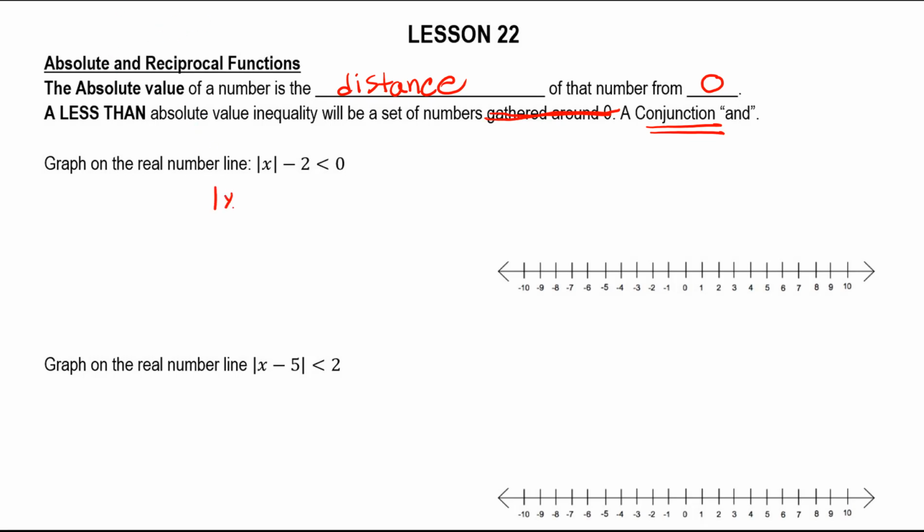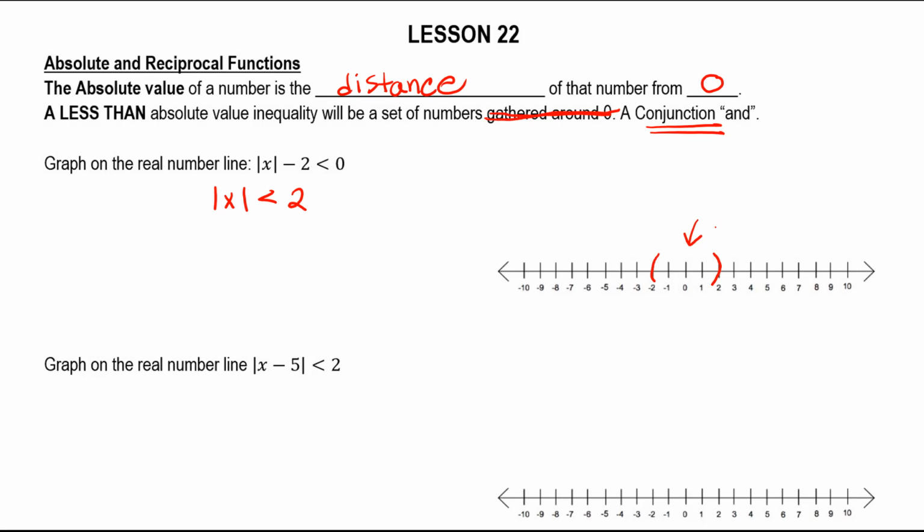So absolute value of x is less than 2. And so what does that mean? Well, that means if the absolute value of x is less than 2, it means that x never gets any further away from 0 than 2 spaces. So that means you're talking about only the numbers in this area right here, because it can't ever get any further away from 0 than 2 spaces. That's what absolute value of x less than 2 means.